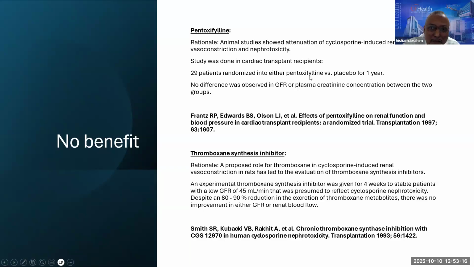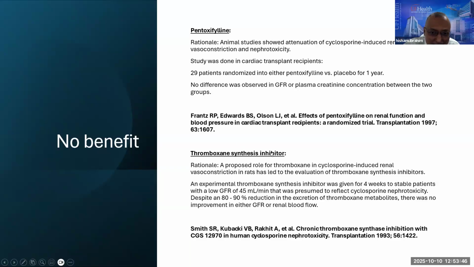So pentoxifylline versus placebo, and in a year there was no difference in GFR or plasma creatinine between the two groups. So no effect, but I think the verdict is still out. We should really try it in other kinds of transplant patients. And then this is an experimental thromboxane synthase inhibitor. And this is also in mice. This seems to be very effective.